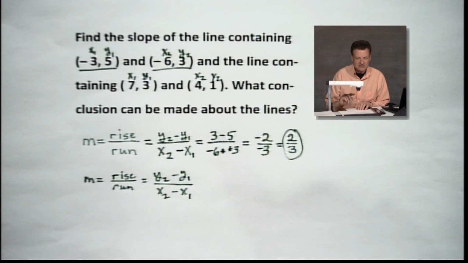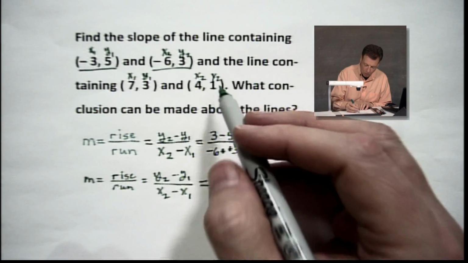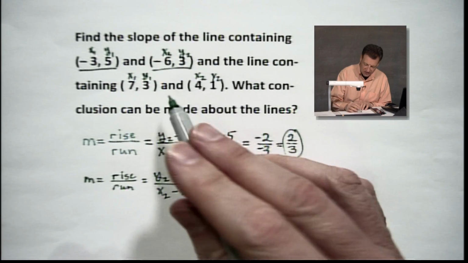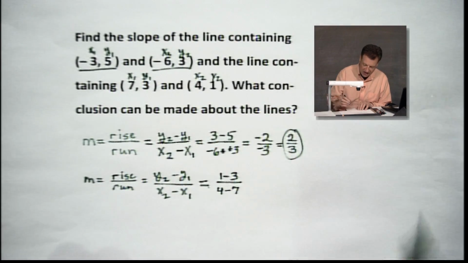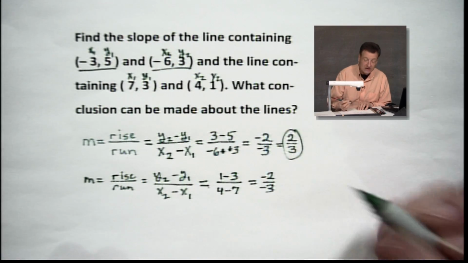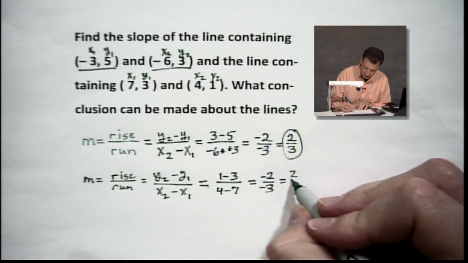This time looks a little bit easier because everything's positive. Well, let's see what happens. When we put 1 minus 3, we get a negative. And underneath that, we would have 4 minus 7, because those are your x's. And notice something, we get a negative 2 over a negative 3. Same thing again, right? Which equals 2/3.